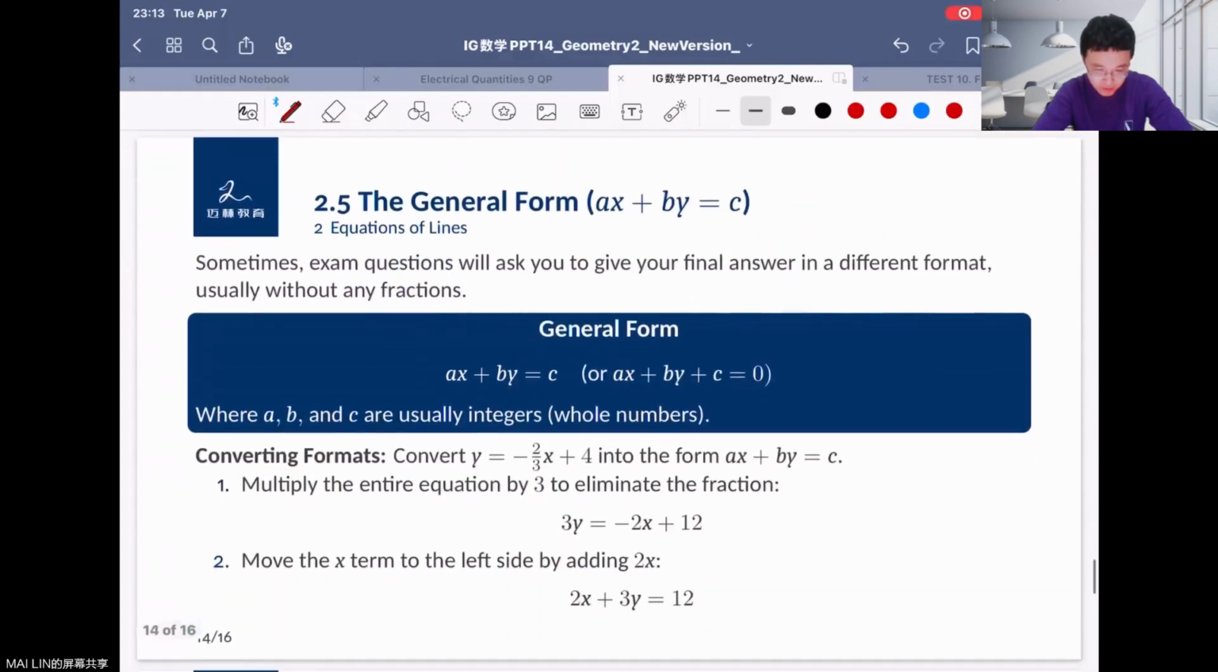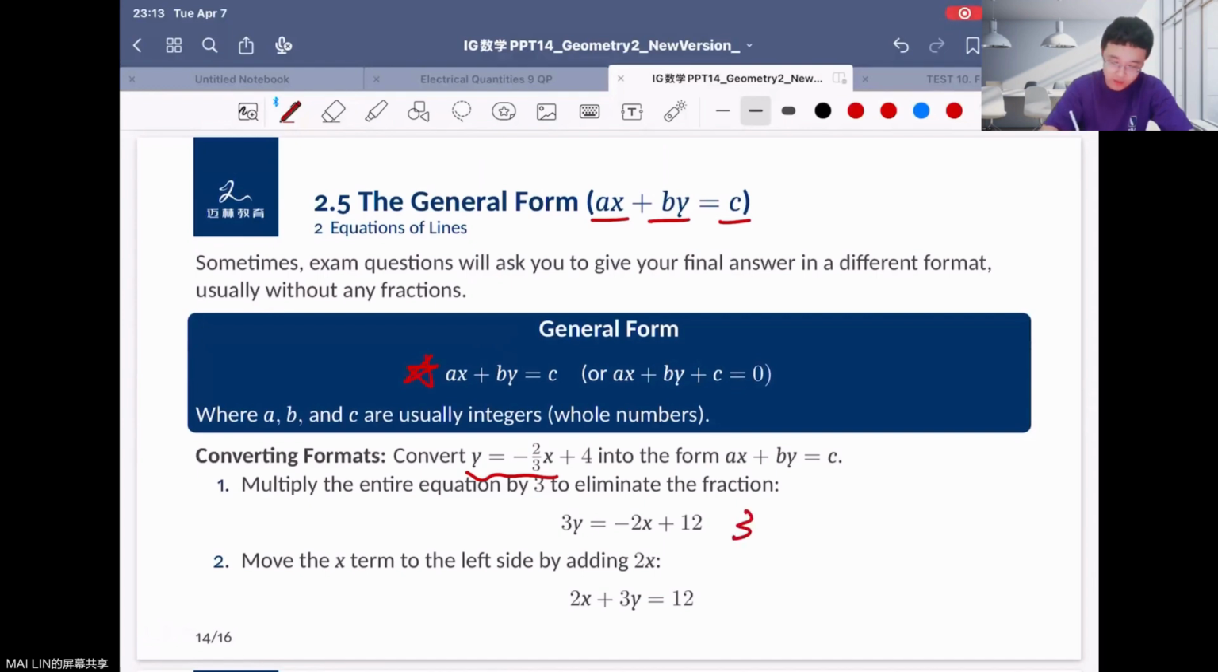And here we can just transfer into another form called the general form. So here the general form is ax plus by equals c. Like here, this is the general form. And how to change it to this, you can find here, for example, y equals negative 2 over 3 x plus 4. So first, if you want to change into this form, you can times 3 on both sides.